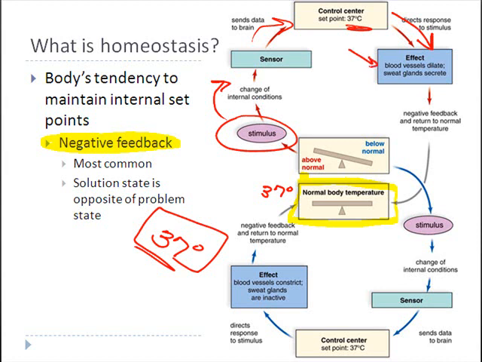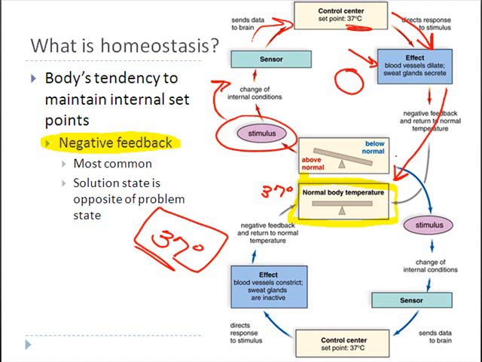It will also tell blood vessels near the surface of your skin to begin dilating. And when they dilate, or open up and get larger, that means more blood is flowing near the surface of the skin, which means we can dissipate the heat from the blood into the surrounding environment. And through these two effects, we are able to cool the body off and bring it back down to normal body temperature.